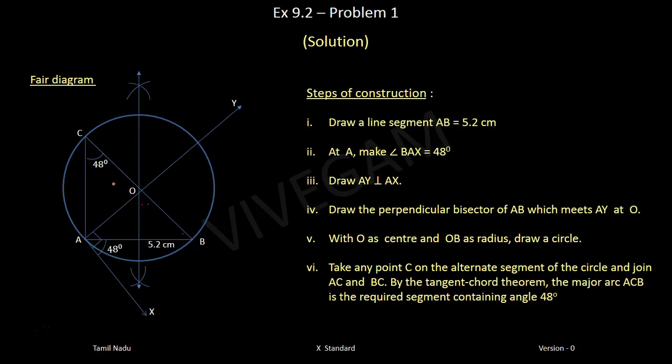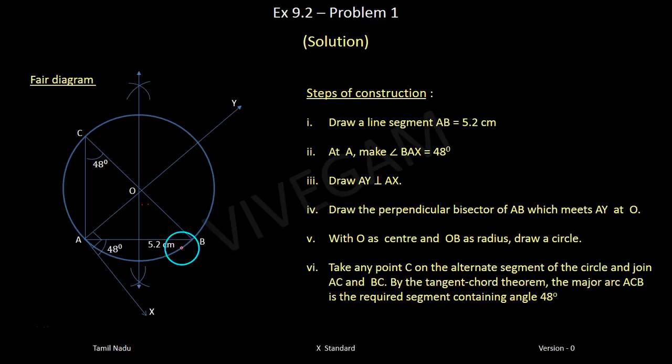Now let's list out the steps of construction. Draw a line segment AB equal to 5.2 centimeters. That was the first step which we did here. At A, make an angle BAX equal to 48 degrees. Draw a line AX such that BAX is 48 degrees. Draw AY which is perpendicular to AX, 90 degrees.